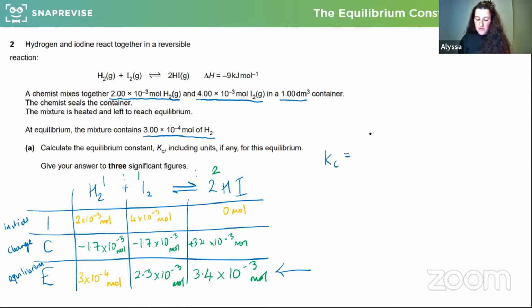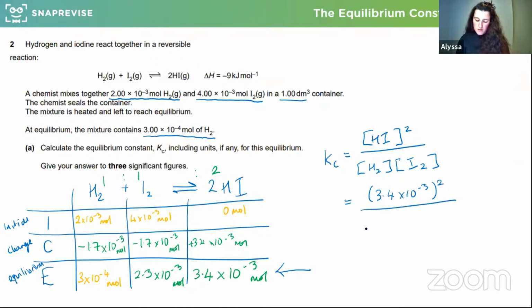Kc, again, is products over reactants, so concentration of HI. Again, I'm going to be lazy because I'm running out of time and not write the units. Concentration of HI squared over the top of concentration of H2 times the concentration of I2, both to the power of 1. So let's plug in some numbers. My concentration of HI is 3.4 times 10 to the minus 3, which needs to be squared, over the concentration of H2, so 3 times 10 to the minus 4, times I2, which is 2.3 times 10 to the minus 3.